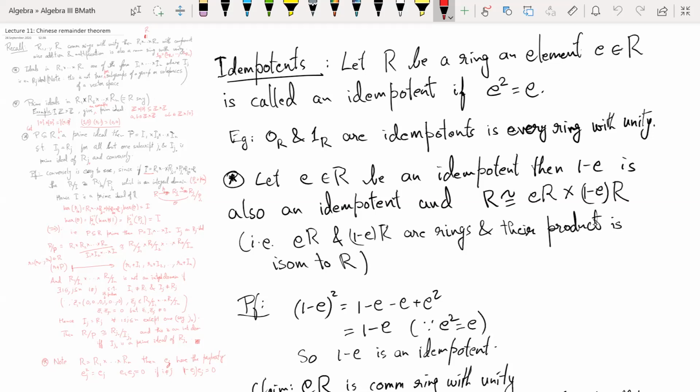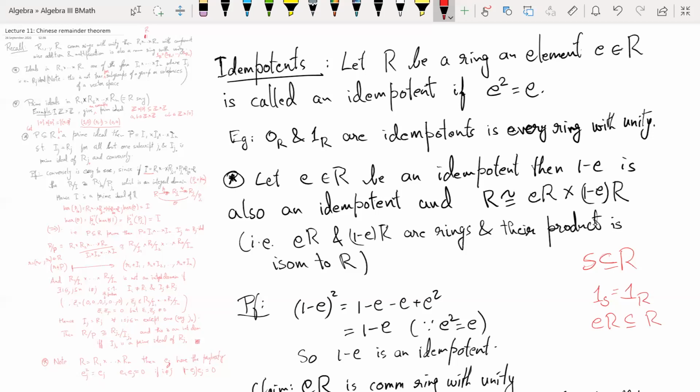We said that S is a subring of R if S is a subring of R, then we assumed that 1 of S equals 1 of R. So this is when we talk about subrings of rings with unity, we make this assumption, or many books do make that assumption. So ER is contained in R.